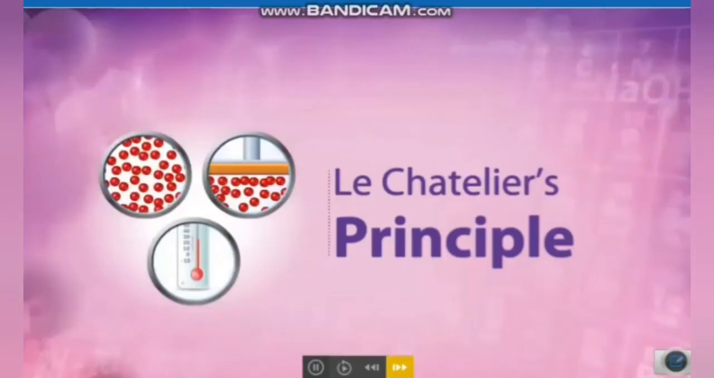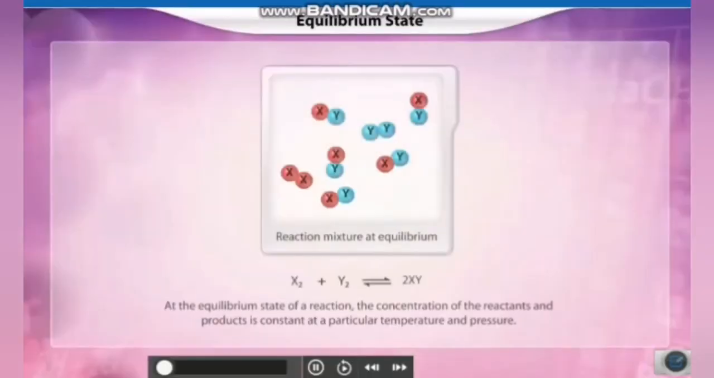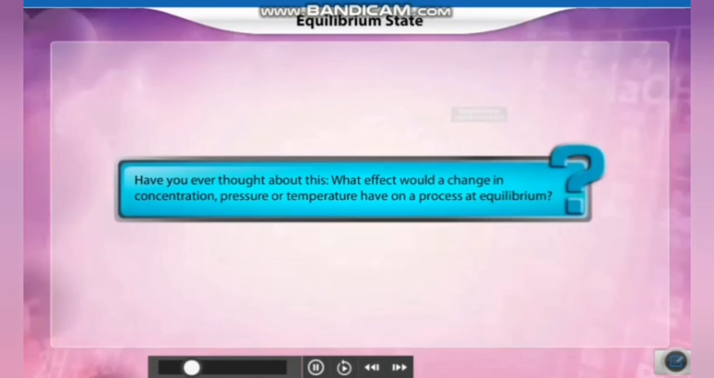Le Chatelier's principle. At the equilibrium state of a reaction, the concentration of the reactants and products is constant at a particular temperature and pressure. However, have you ever wondered about the effect that a change in concentration, pressure or temperature has on the process at equilibrium?